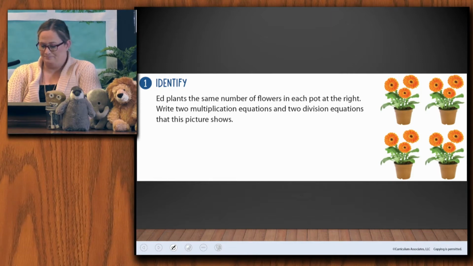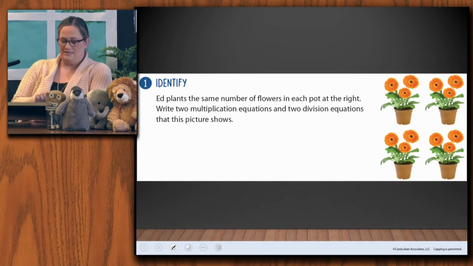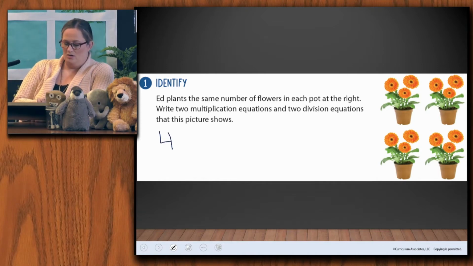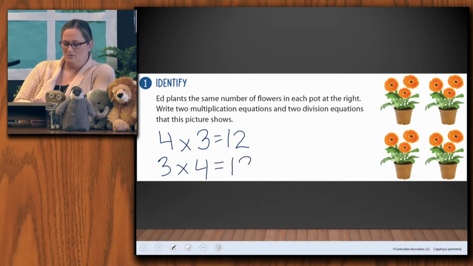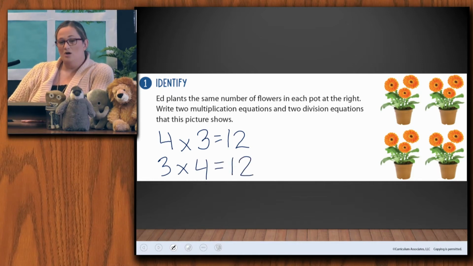All right, well, we see four groups of three, and that equals 12. If I didn't know four groups of three, but I knew three groups of four, I would also get 12. What are the division equations that are related to this?